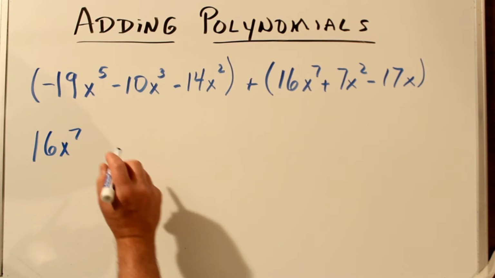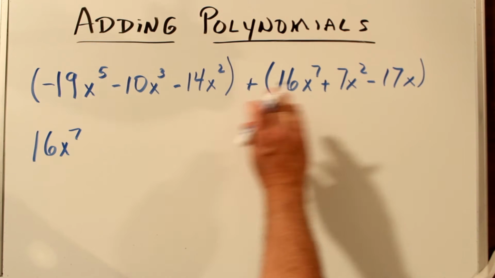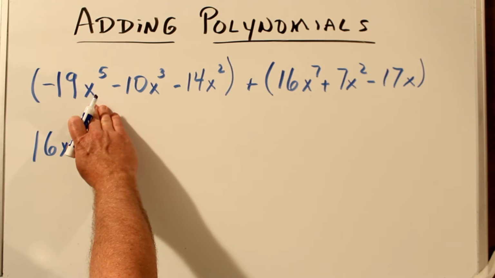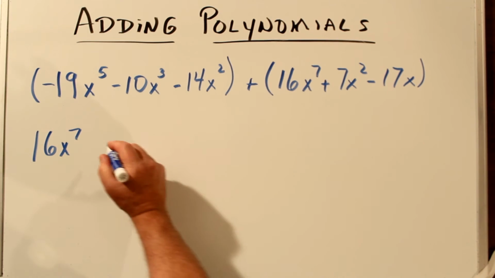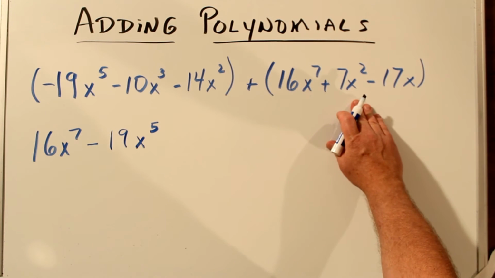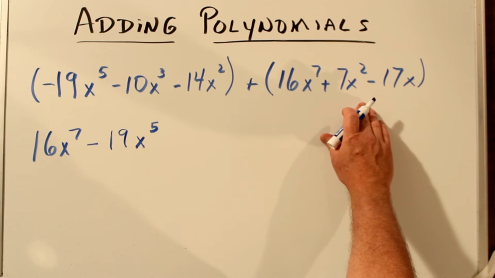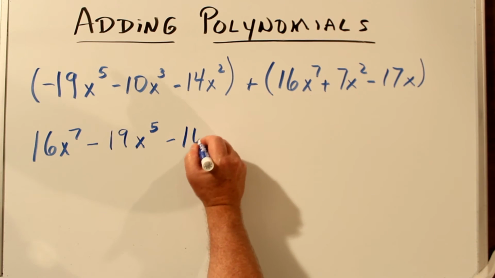to the 7. Here there's an x to the 5 term, no x to the 5 term here, so it's minus 19x to the 5 plus 0, or minus 19x to the 5. Now we have an x to the 3 term, no x to the 3 term here, so it's minus 10x to the 3 plus 0, or minus 10x to the 3.